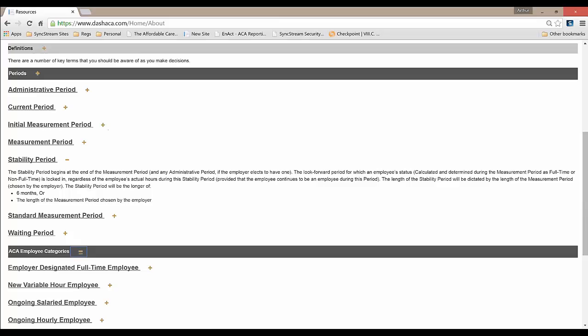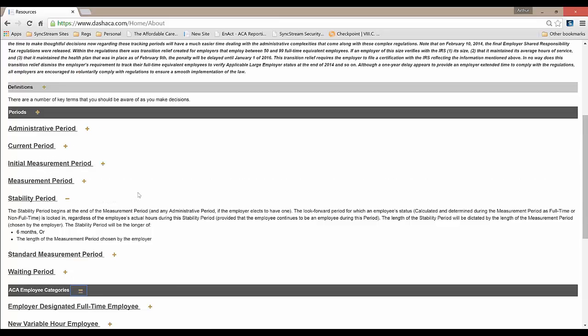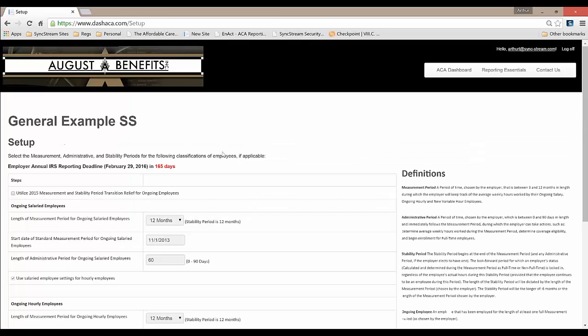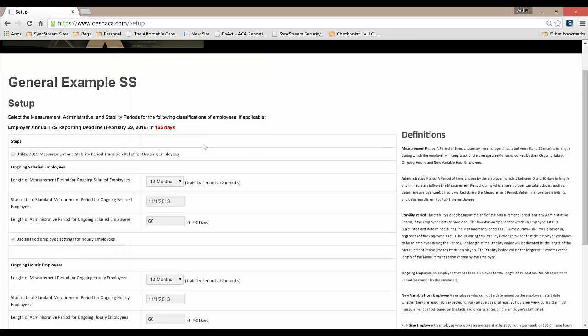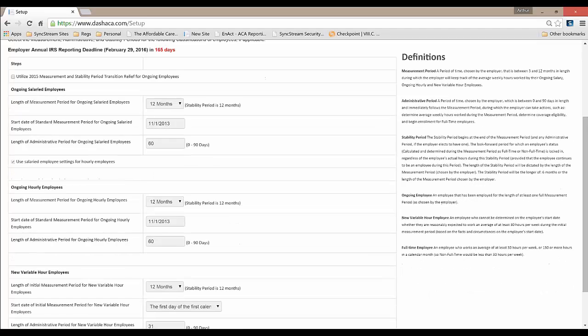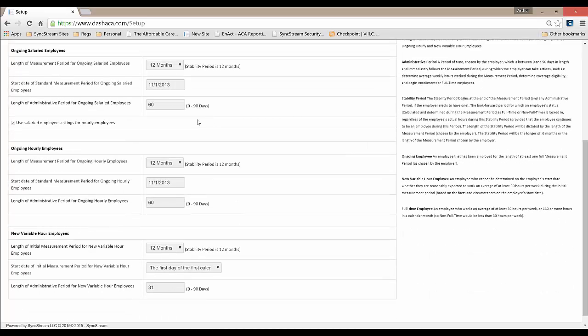This is a very difficult decision to make, and there are a lot of different factors that need to be accounted for. This is done in the system, so you choose the length of the measurement period, anywhere between 3 to 12 months, when that measurement period is going to begin, which is also a key factor, and the length of the administrative and stability period. You're going to do this for the different classifications of employees under the law, and then set that in place so that with this information set and with the payroll data being fed into the system, these reports will populate with accurate information and then can be used for reporting purposes.